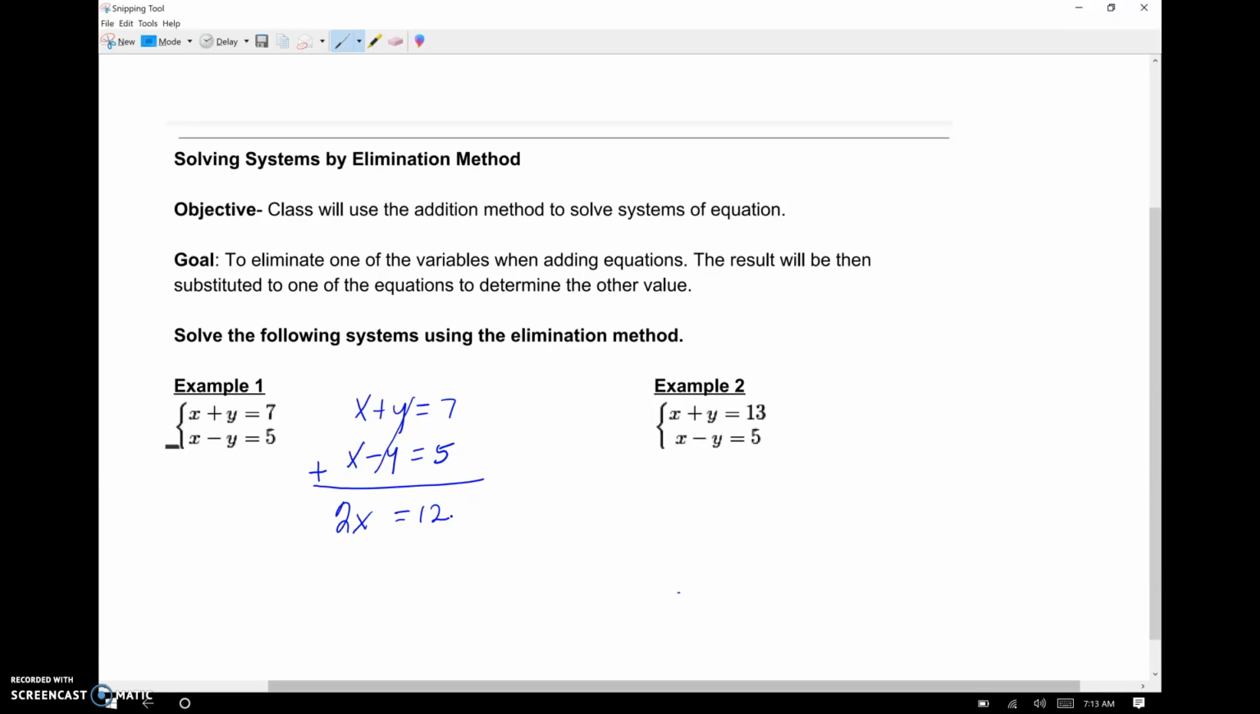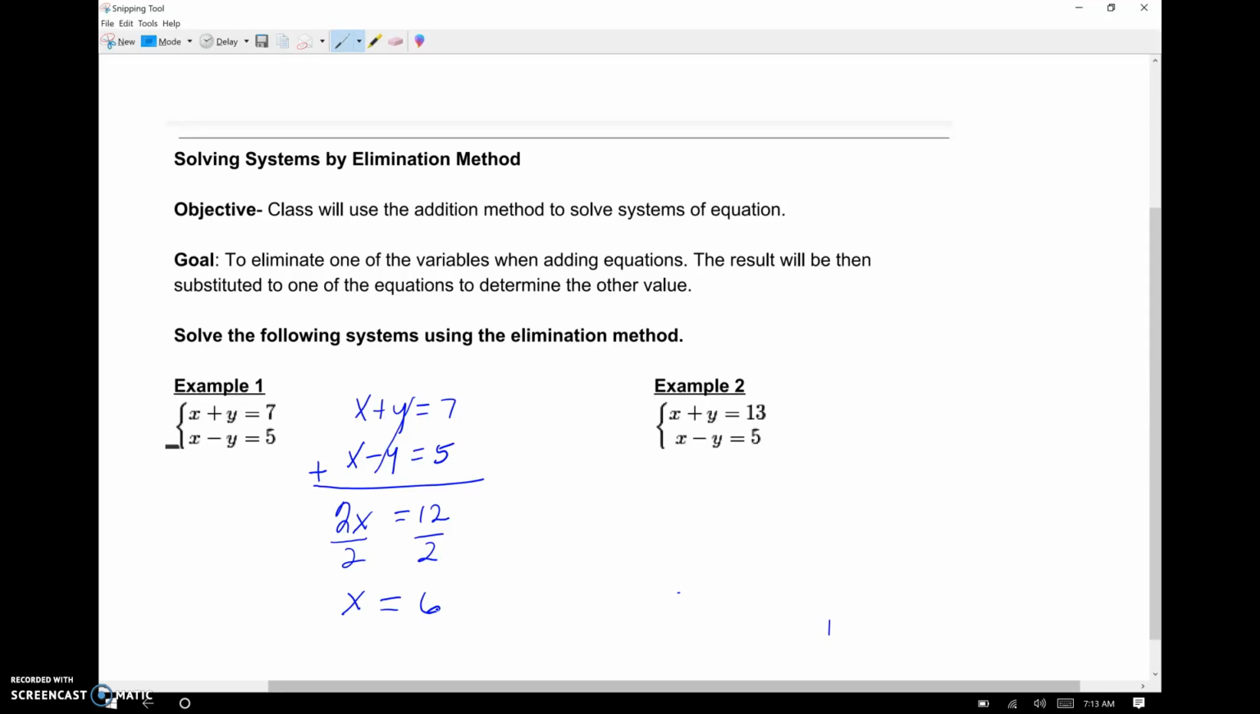The reason why it's called the elimination method or addition method is because you're adding the equations and one of the variables is going to be eliminated. In this case, it was a y. What we do next is we divide by 2, and we know that x is equal to 6.